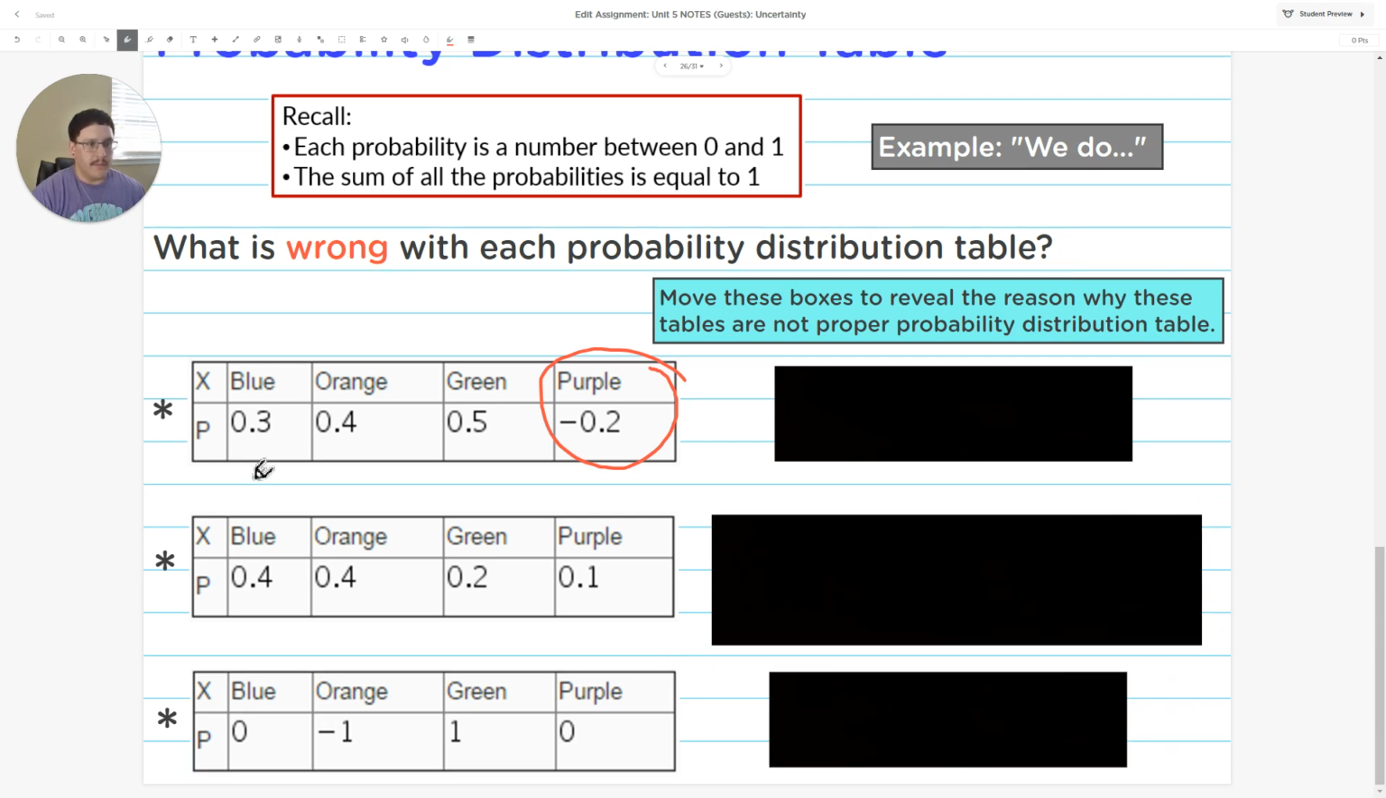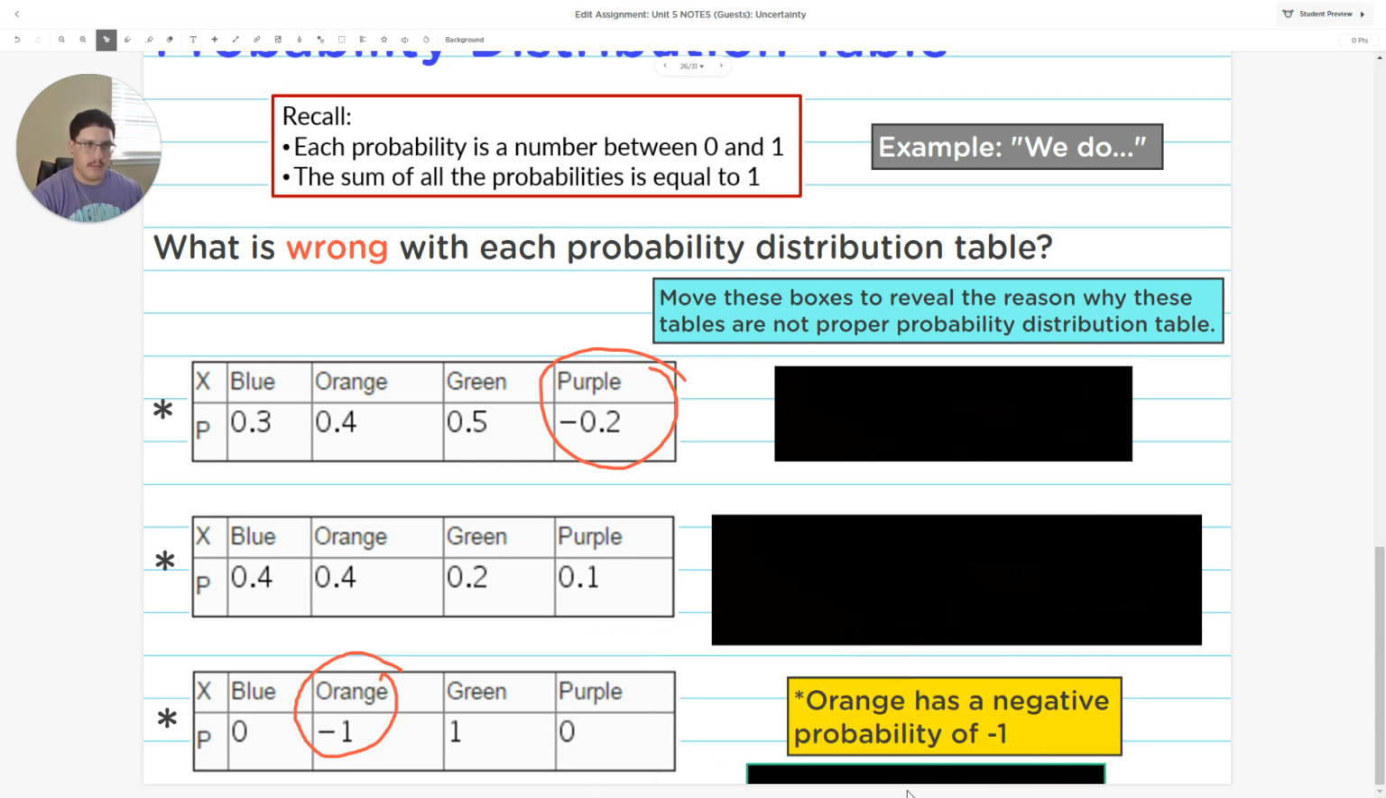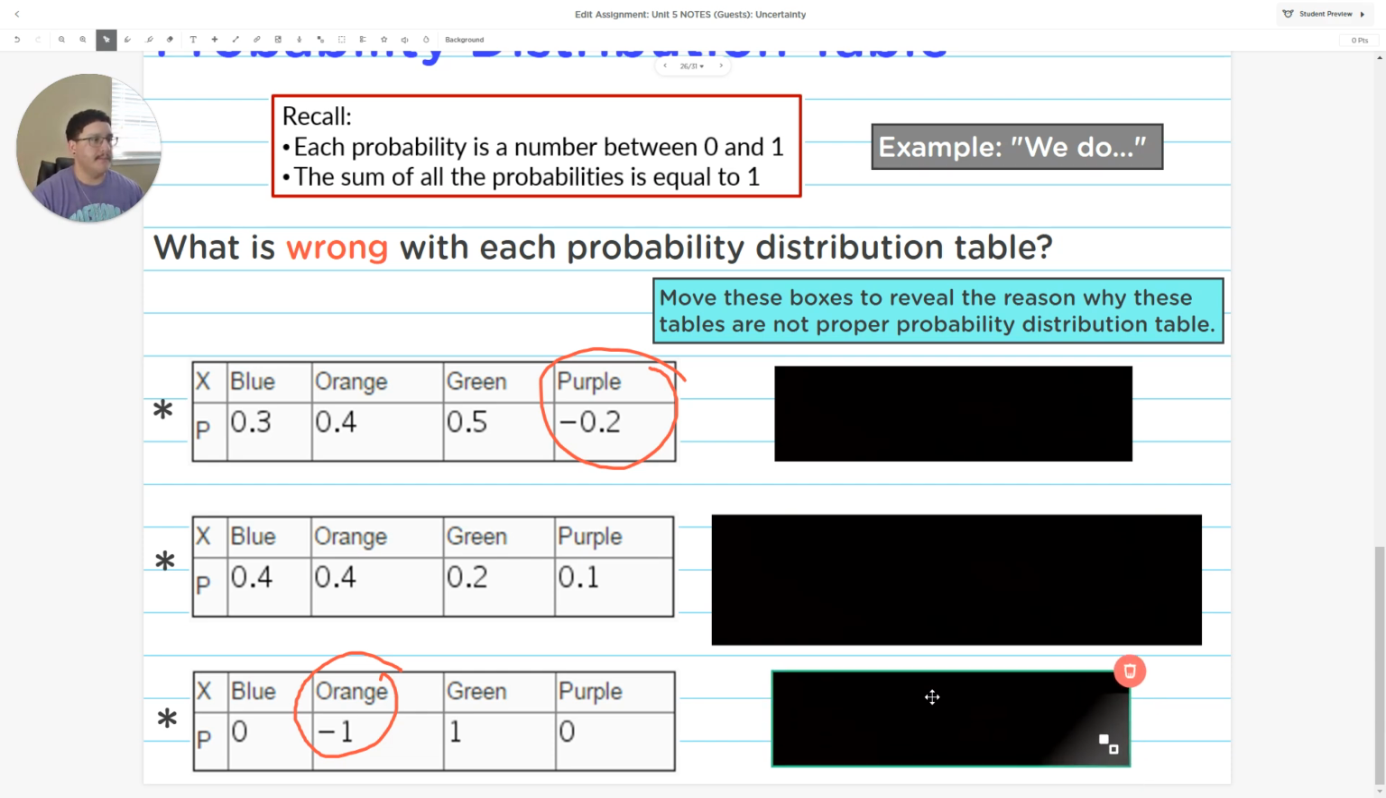Let's look at the third table. 0, negative 1, 1, 0. We already have an issue here. Orange cannot have a negative number. So, that is the issue. Orange has a negative probability of -1, which doesn't make sense at all in the world of probability. All right, so those are all examples of bad probability distribution tables.